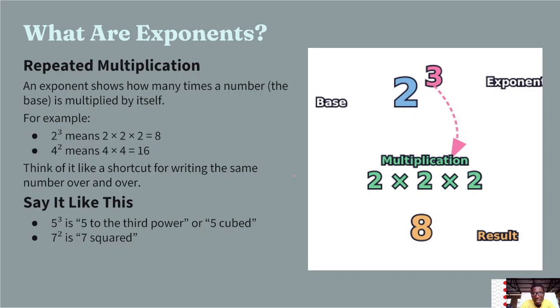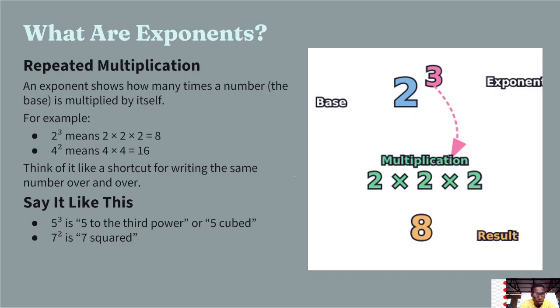That is why I am emphasizing this fact: 2 exponent 3 means the number of times the base multiplies itself. So the exponent tells you the number of times the base multiplies itself. So 2 multiplies itself 3 times, and that gives us 2 times 2 times 2, which is 8.